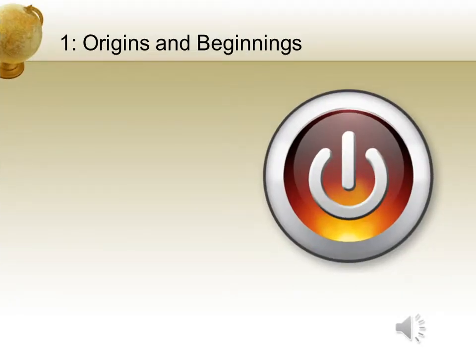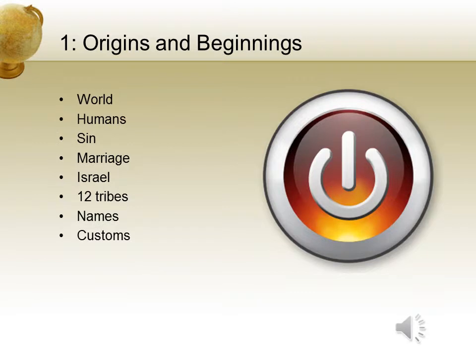The first of these 6 themes, the most important one, is that of beginnings or origins. Obviously, this is what the book is about. It tells us about the beginning of the world, the beginning of humanity, of sin, of marriage, of many different peoples. It tells us about the beginnings of Israel and of the tribes of Israel. It gives us explanations for certain names and customs. It is a book of beginnings.